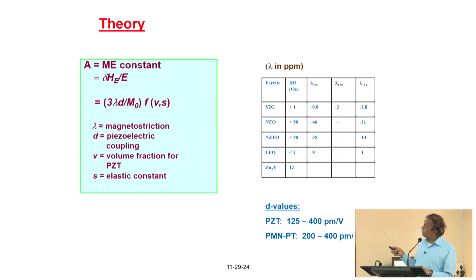So, these are the magnetostriction values around 100, 110, and 111, and looking at these numbers, the best values are for nickel ferrite. Lithium ferrite is also okay. The worst is yttrium iron garnet.